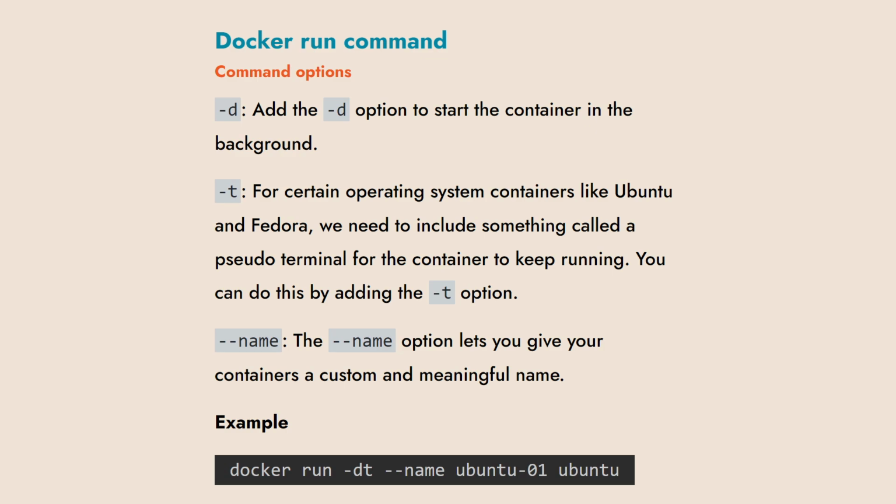Now, for certain operating system containers like Ubuntu and Fedora, we need to include a pseudo terminal for the container to keep running. You can do this by adding the -t option.